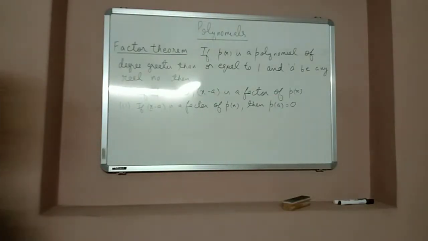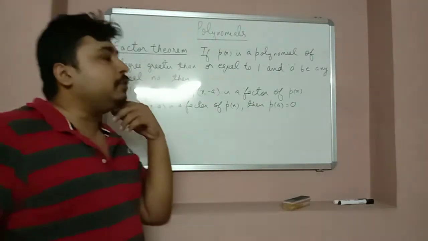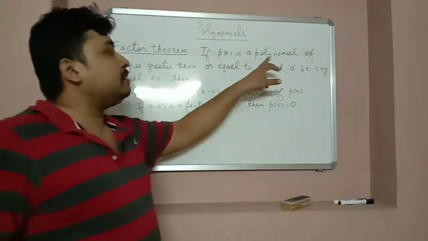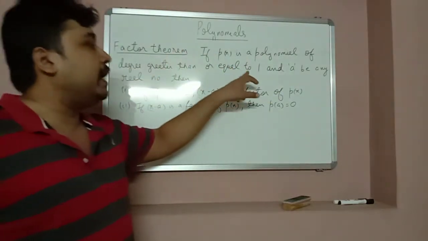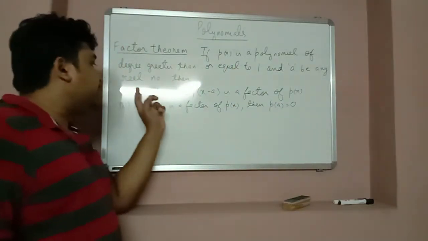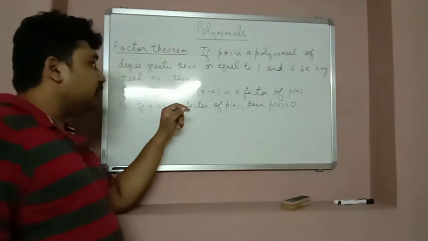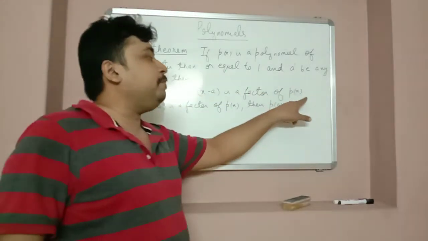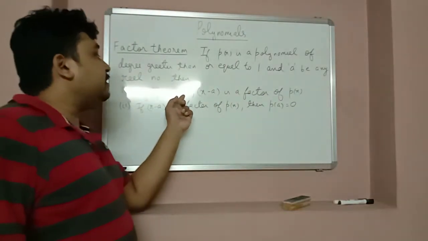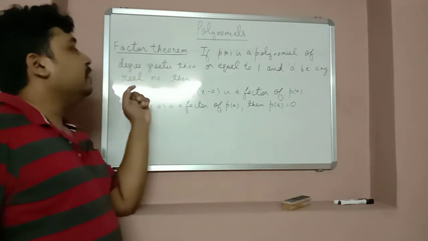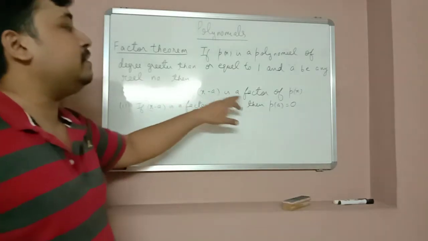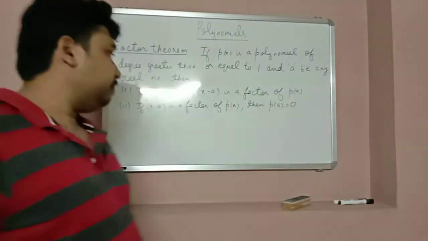Now let us discuss factor theorem, another very important theorem in case of polynomials. Factor theorem states that if p of x is a polynomial of degree greater than or equal to 1 and a be any real number, then it states two things. First thing, it states that if p of a is 0, then x minus a is a factor of p of x. Now this comes through remainder theorem only. If p of a is 0, it implies that on dividing p of x by x minus a, the remainder is 0. So therefore obviously x minus a will be a factor of p of x.